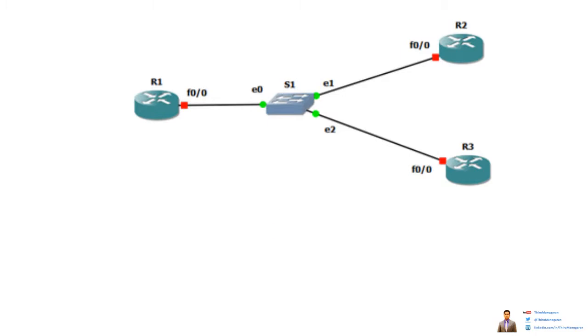So in this video, what we have done is we have configured a DHCP server on router 1, R1. We have configured R1 as a DHCP server, and then we got the IP address dynamically for R2 and also for R3.